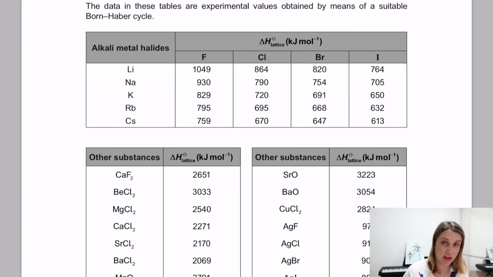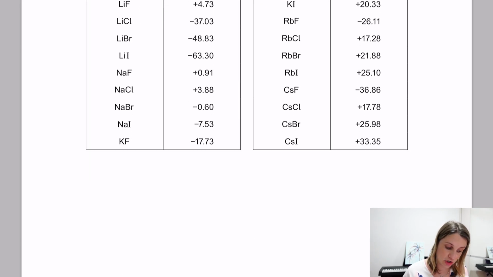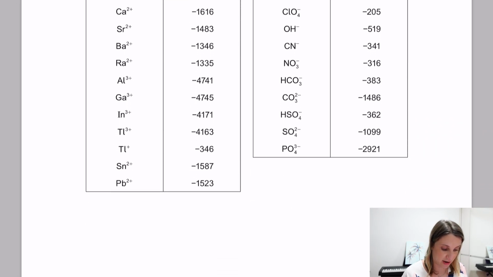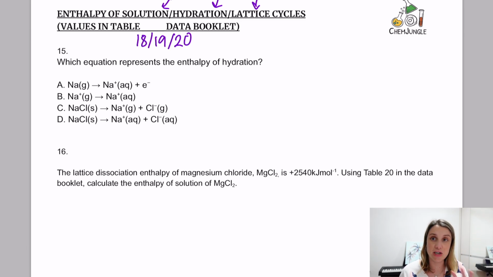Tables 18 will give you the lattice enthalpies, and then you've got enthalpies of solution in table 19, and then in table 20 you find the enthalpies of hydration. So there's actually a ton of information here. So this is tables 18, 19, 20. You will find information about these different enthalpies. In terms of definitions, make sure that you can define all of them in terms of an equation. It's a really useful thing to be able to do.